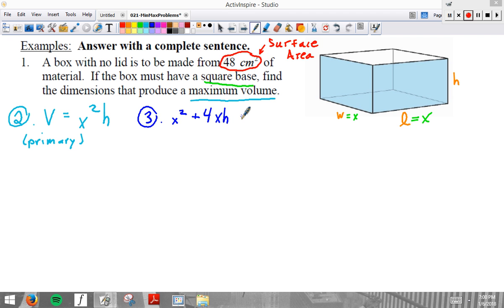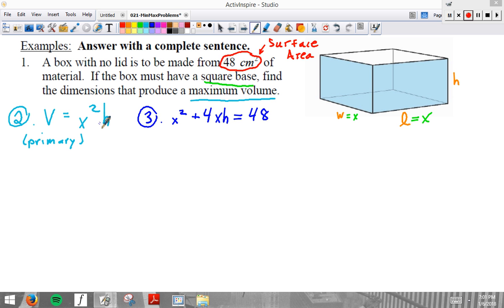And if you add up all of the surfaces of this box, you would get the surface area, which is 48. So that's my secondary equation. Now, when I try to solve this equation, I'm going to think about which variable would be easier to replace in my primary equation. X, if I wanted to replace x in this equation, I would have to square whatever's left, which probably won't be the most convenient thing. So instead, I'm going to try to replace h.